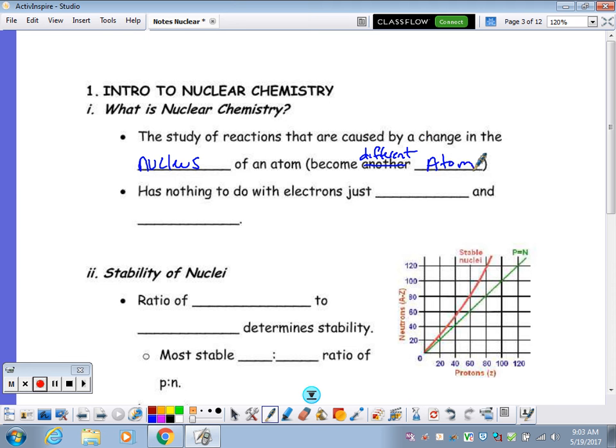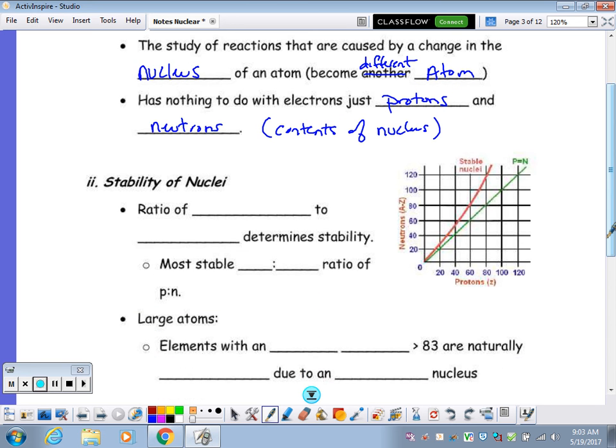Nuclear chemistry does not have anything to do with electrons. The whole focus is on the protons and neutrons. So nuclear chemistry, the nucleus of the atom. It's based on the contents of the nucleus, which are the protons and neutrons. The stability of a nucleus is specifically based on the ratio of protons to neutrons.